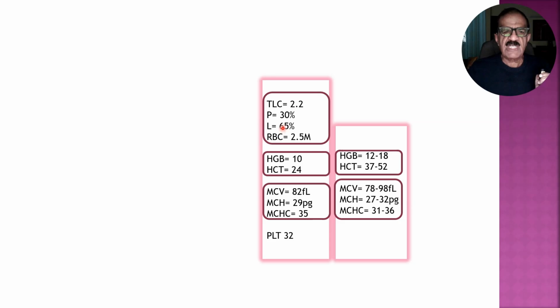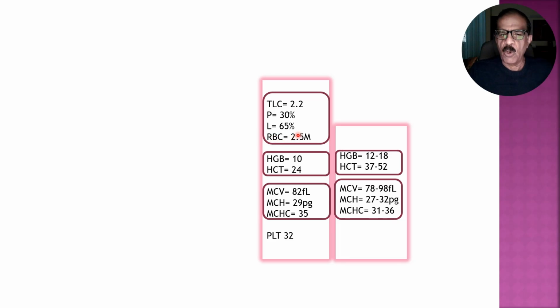Why is there a reversal of polylympho ratio? Because in bone marrow depression, in aplastic anemia, polys or neutrophils are more affected, because neutrophils are made only in the bone marrow, whereas lymphocytes are also made in the peripheral tissues like lymphatic tissue, spleen, and other areas. So lymphocytes will remain normal and polys will be reduced, so the ratio will be reversed.